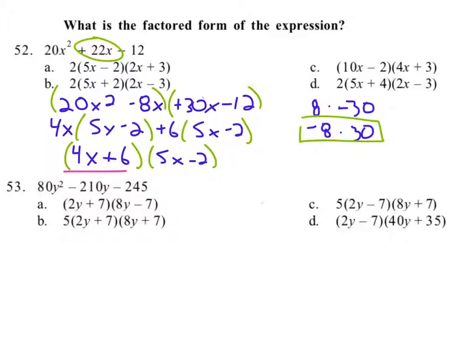Okay, so if you pull the 2 out of that, if we put that 2 in the front and then factored a 2 out of it, what would we get left inside? We'd get 2x plus 3. And then that original other one, which was 5x minus 2. That's a choice somewhere. 2 times 5x minus 2 and 2x plus 3. That's A.